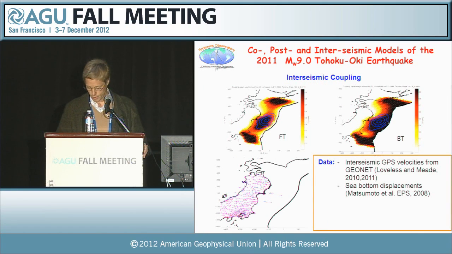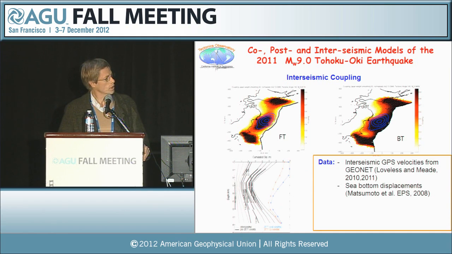And this is now an inversion of the interseismic data, again from GeoNet, and including also some sea bottom data that were published by Matsumoto et al. Here I'm showing two end members, so we're following the same approach as Meade and Loveless from some time ago. Here the trench is allowed to creep, and here it's locked. It's not so clear which model is better than the other. The fit to data is a little better here because there is more freedom in the inversion.